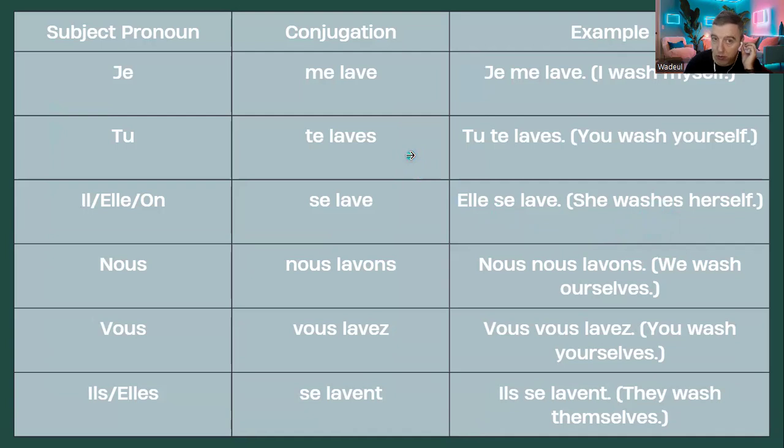So we're gonna talk about the verb laver. So je me lave, I wash myself. Tu te laves, you wash yourself. Elle se lave, she washes herself. You can say il se lave, on se lave. Nous nous lavons, vous vous lavez, ils se lavent. So that's how we do all the verbs pronominaux. All of them, it's gonna be exactly the same thing to do.